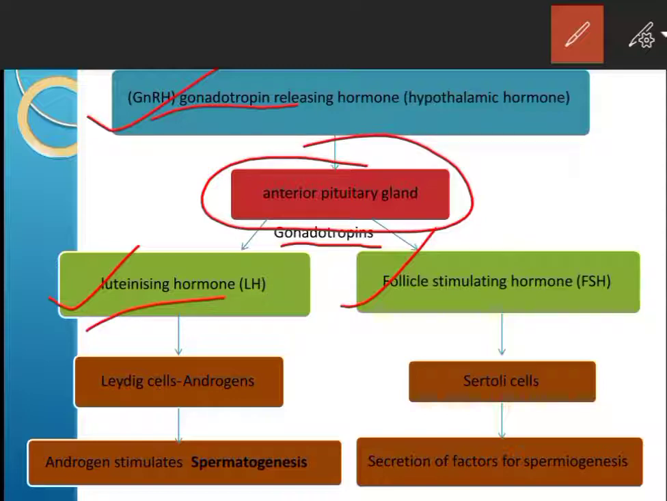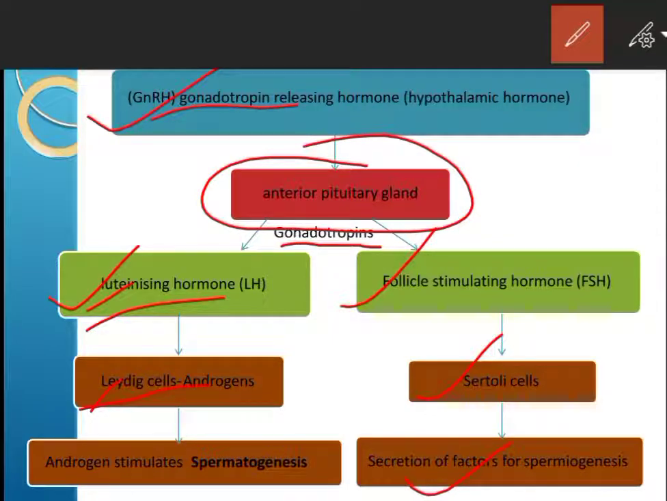LH, that is luteinizing hormone, acts on Leydig cells. L for luteinizing hormone, L for Leydig cells. So LH acts on Leydig cells, stimulating the process of spermatogenesis, and FSH, follicle stimulating hormone, acts on the Sertoli cells and stimulates the secretion of some factors which help in spermiogenesis.